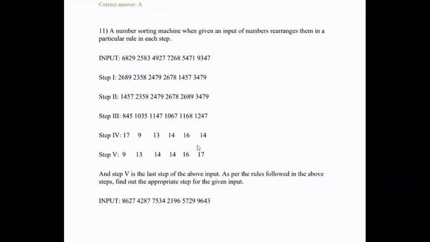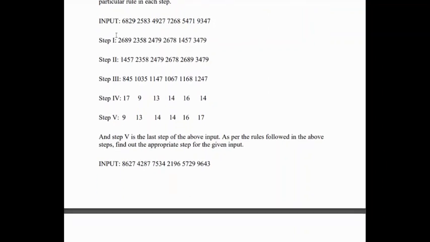You need to decode, first seeing the method, what has happened. If this has been given as the input, then in step 1 you can see 6829 has been written as 2689. That is, there is some replacement, and 2583 has been written as 2358. Likewise, there are several replacements in step 1, as per the input. Next, in step 2, they have done some modifications. The second, third and fourth numbers have been kept the same, but the last but one number has been placed in the first place, and the first number has been placed in this place. Likewise, you need to decode this. Now in step 3, you can see there are several changes.